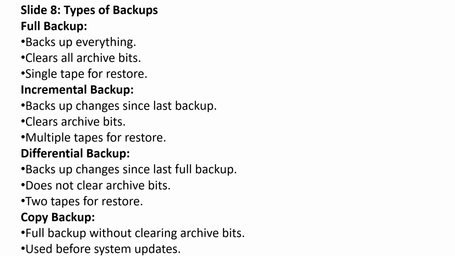Types of backups. There are different types of backups. Full backup backs up everything, clears all archive bits, single tape for restore. Incremental backup backs up changes since the last backup, clears archive bits, multiple tapes for restore. Differential backup backs up changes since the last full backup, does not clear archive bits, two tapes for restore. Copy backup is a full backup without clearing archive bits, used before system updates.